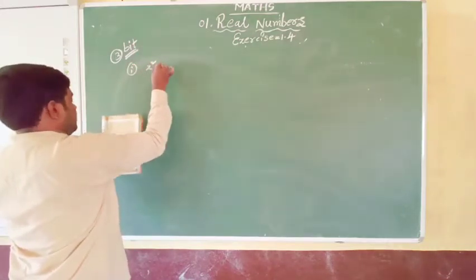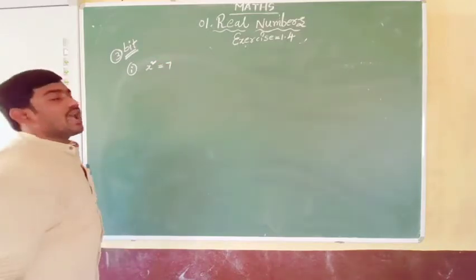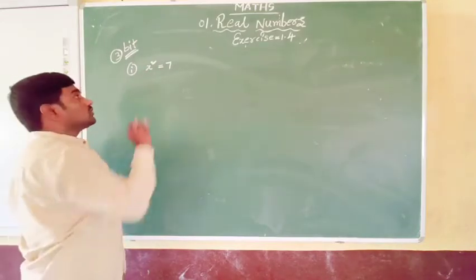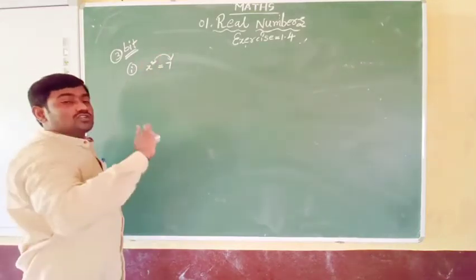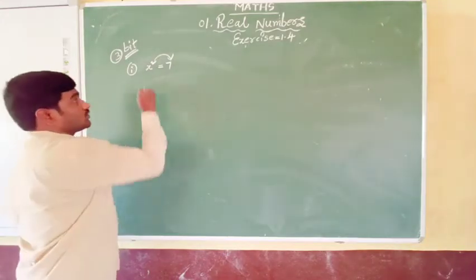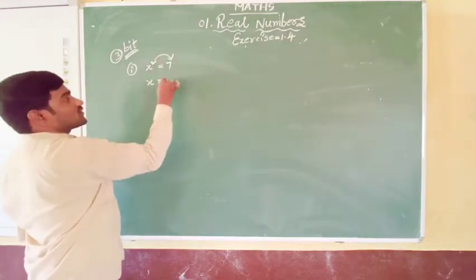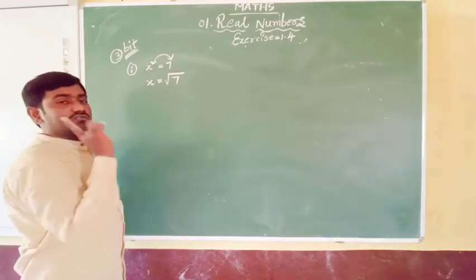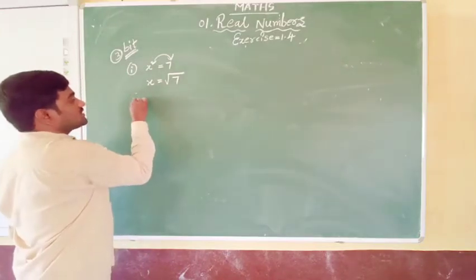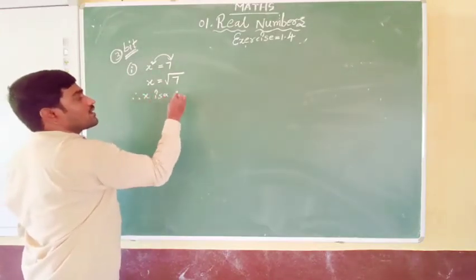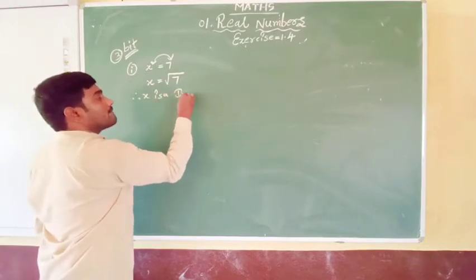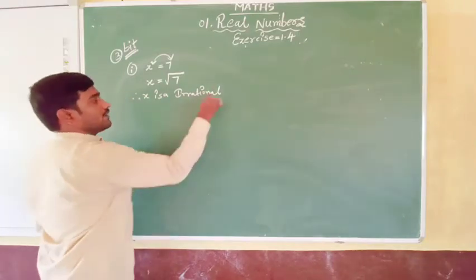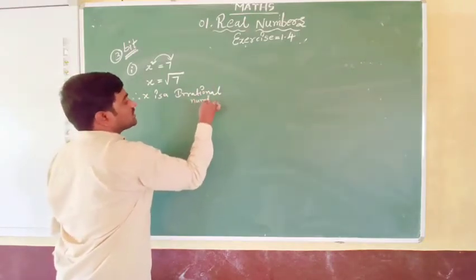First, x square equal to 7. As I said to you, here we need to find the x value, not the x square value. So we need to transport this square to the other side. If you transport the square to the other side, it becomes a square root. You remember. That is root 7. x equal to root 7. Root 7 is not a perfect square number. So x is an irrational number.